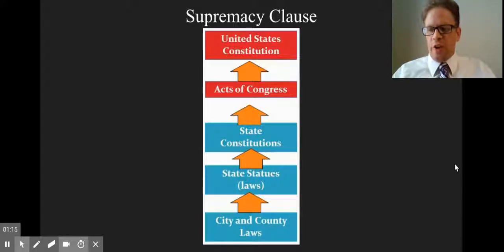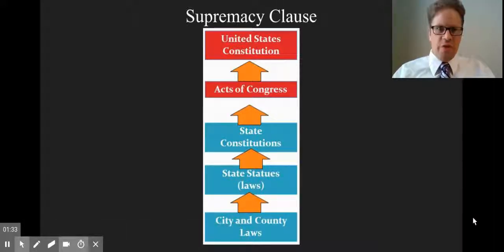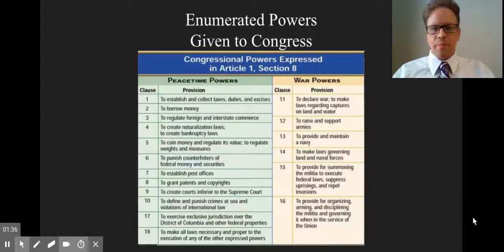The Supremacy Clause, which can be found in Article 4, Clause 2, said the Constitution, federal laws, and treaties were the supreme law of the land, guaranteeing federal law always overrode state laws. So this is the best. Things below it are less supreme, thus the term Supremacy Clause. All of the other enumerated powers given to Congress in Article 1, Section 8 limits the power of state governments.